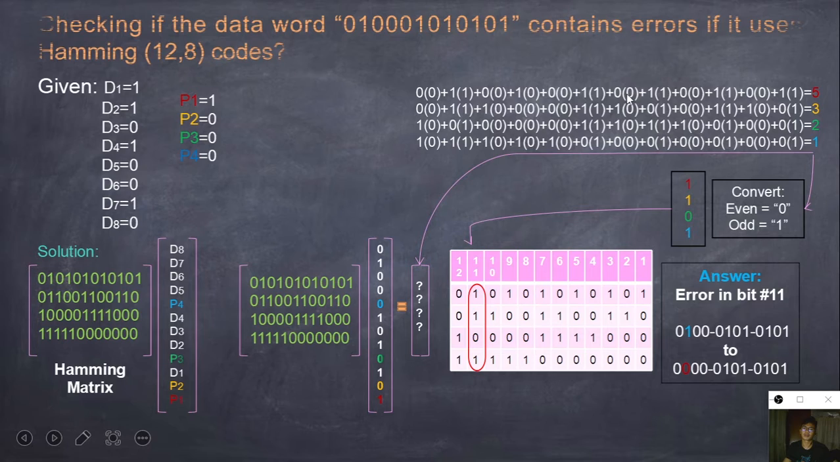For this position we will just refer to the Hamming table. The value 1101 is located at bit position number 11. So the error is in bit number 11. So 0100 dash 0101 dash 0101 is corrected at bit number 11, and the code sent is 0000 dash 0101 dash 0101. So the 1 is converted into 0, which is the correct bit.